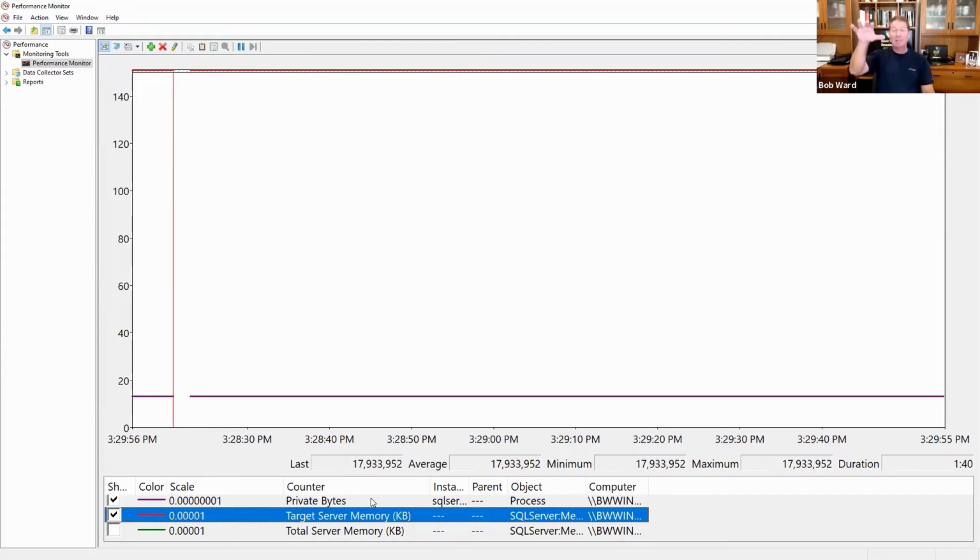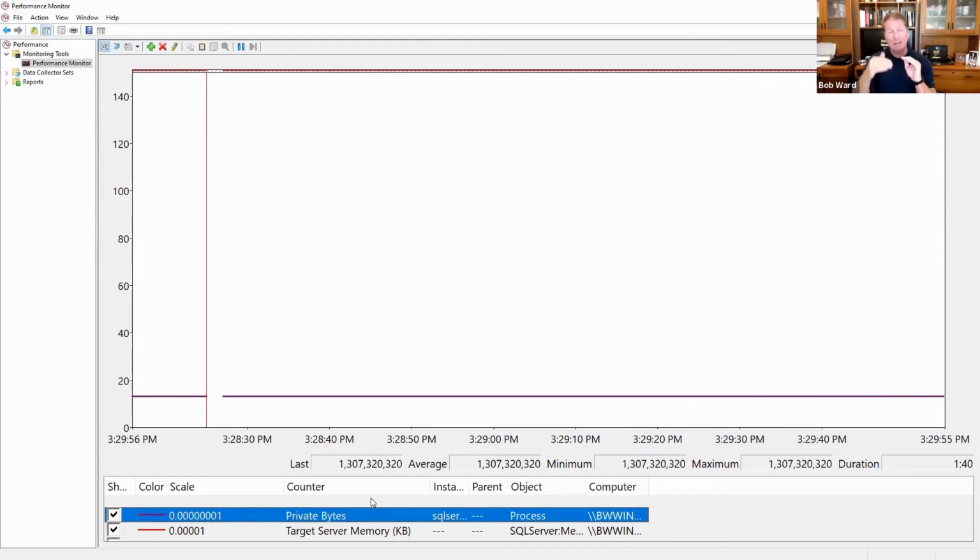This is like 95% of the physical RAM of my laptop here. And then private bytes is slightly above, which you can't see, the green is right here, total. Okay, so let's go over and also show you Task Manager.